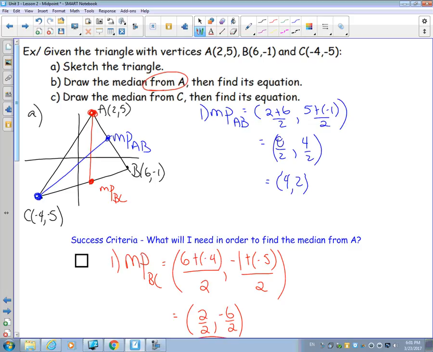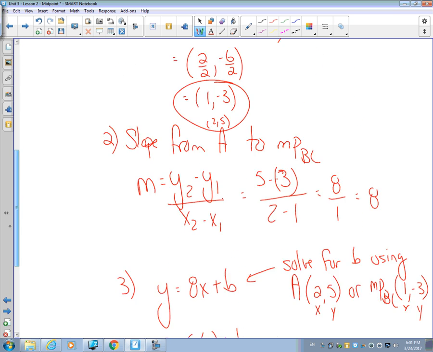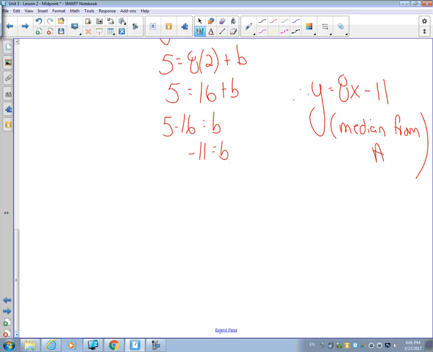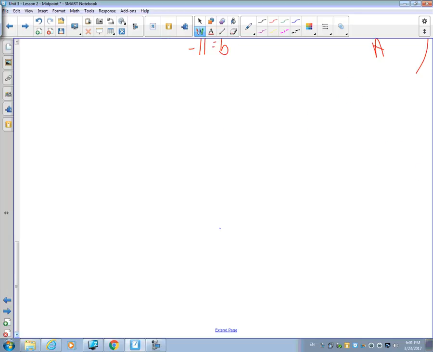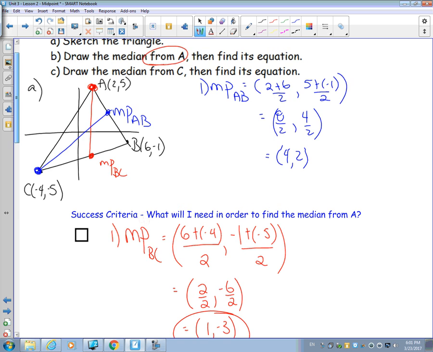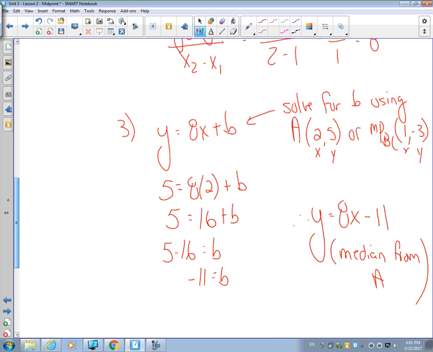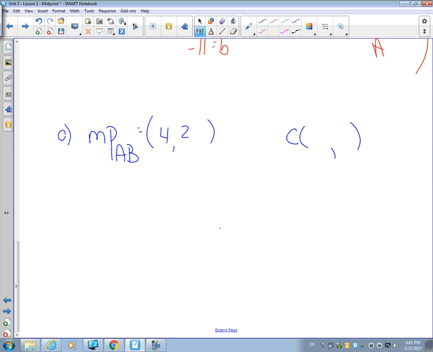And what do I need to do to find that equation? I need to find its slope and its y-intercept. So I'm going to go down to the bottom now. I'll write down the information so we have it. So for part C, the midpoint of AB was and point C was, what do we got? We got (4, 2) and (negative 4, negative 5).